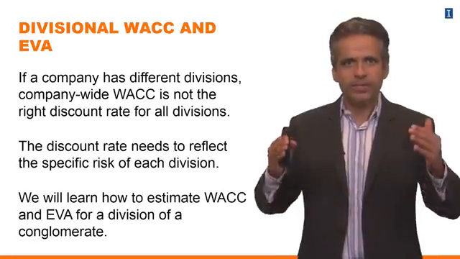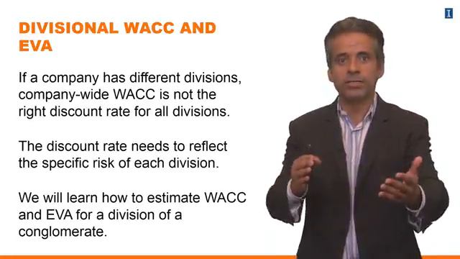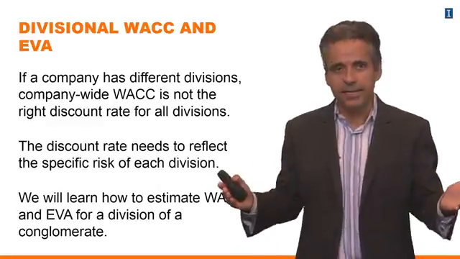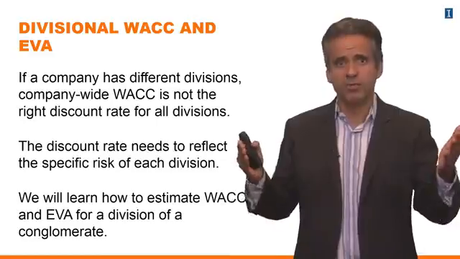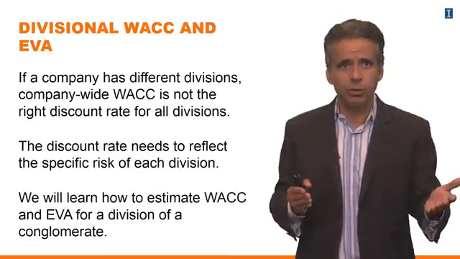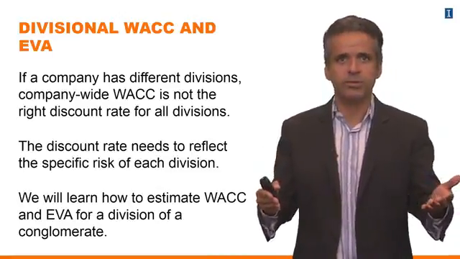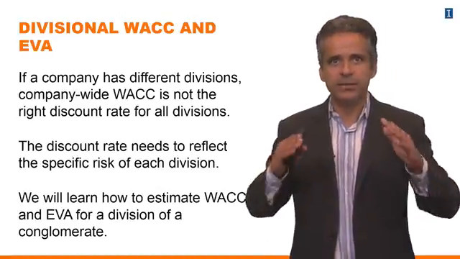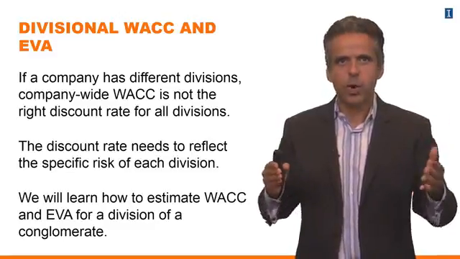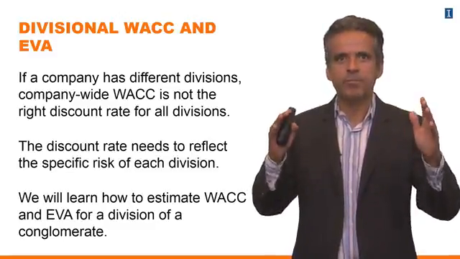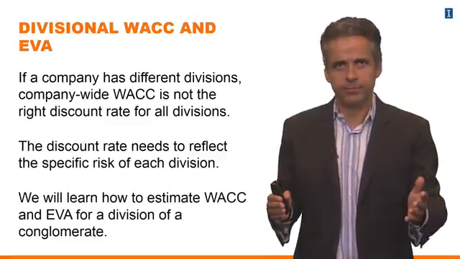Most real-world companies are going to have different divisions, right? You're not investing only in one type of product. You might be investing in many different products. That's true even for PepsiCo, right? Most of PepsiCo's investments are related to soda, right? Soft drinks, but PepsiCo also has other food business, right? The general point is that if a company has different divisions, the company-wide cost of capital is generally not the right discount rate for all of them, okay?